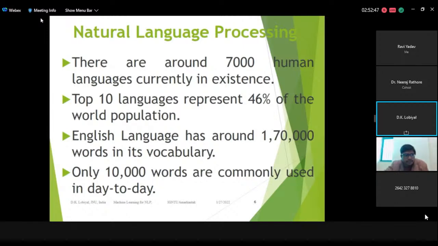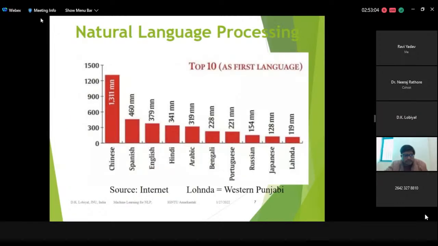So if you look at the total scenario, we get confused that oh, there are so many words, how can you remember? English has 170,000 words and we use only 10,000 in day-to-day work. So you don't need to have a big vocabulary that way. And if you look at this chart, what you see is that among the top 10 languages, Chinese is the most spoken because it's a big population. Then second is Spanish because it is spoken in Latin America. Then English, and Hindi comes fourth, and Arabic fifth, and the last one is Lahnda, that is Punjabi. Western Punjabi is also called Lahnda. So Hindi, Bangla, and Punjabi are three Indian languages which find space in the 10 most spoken languages.